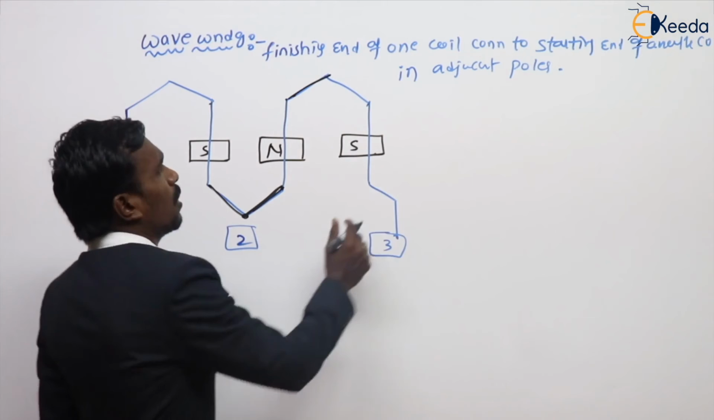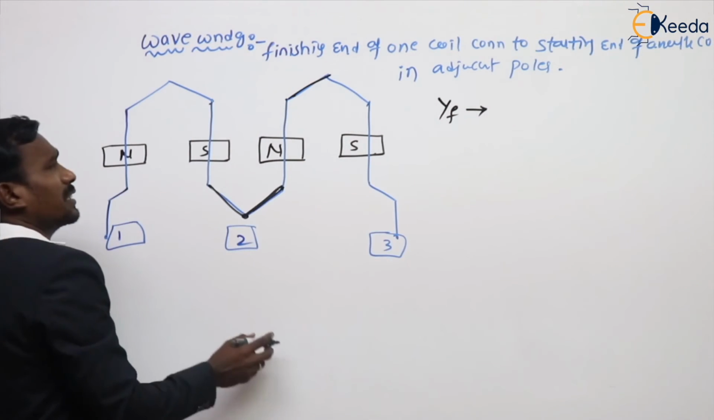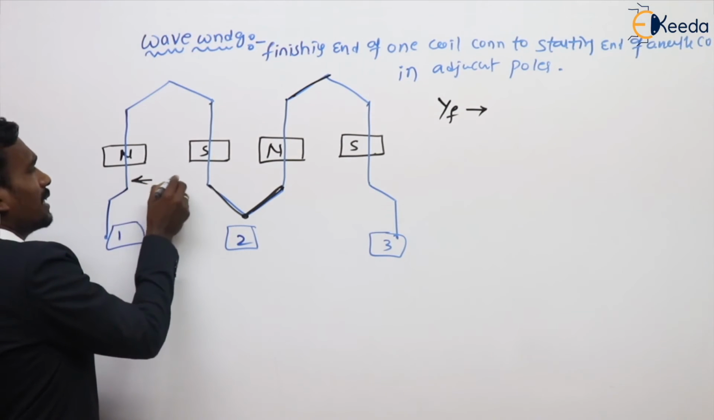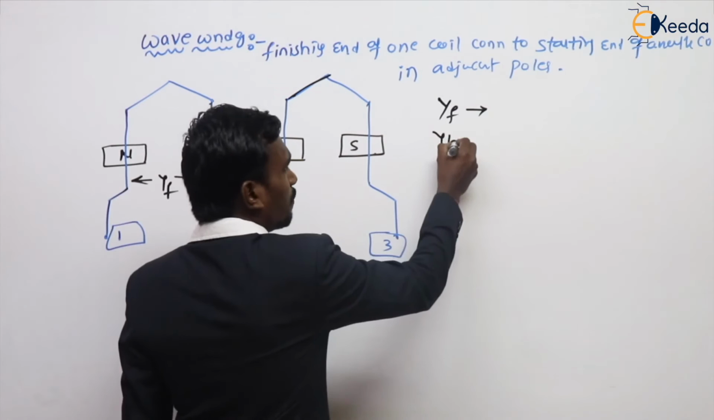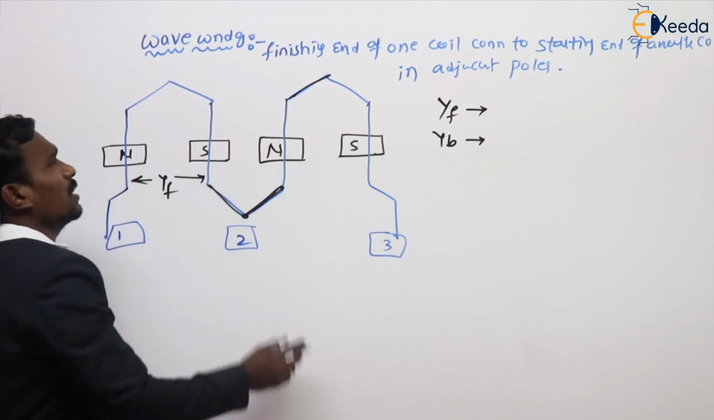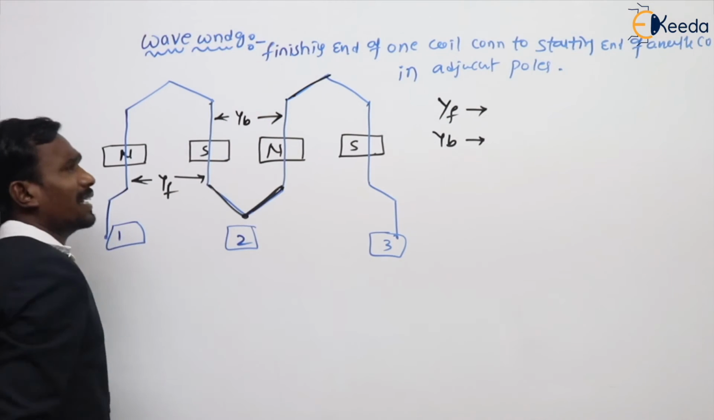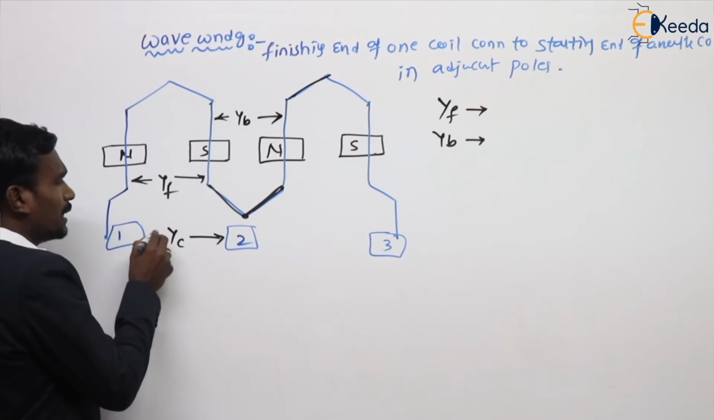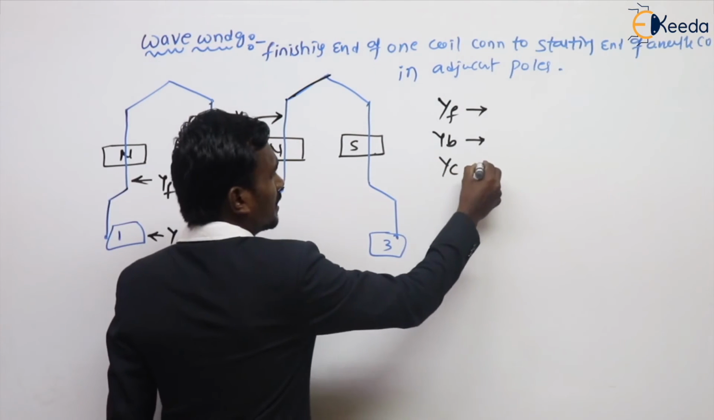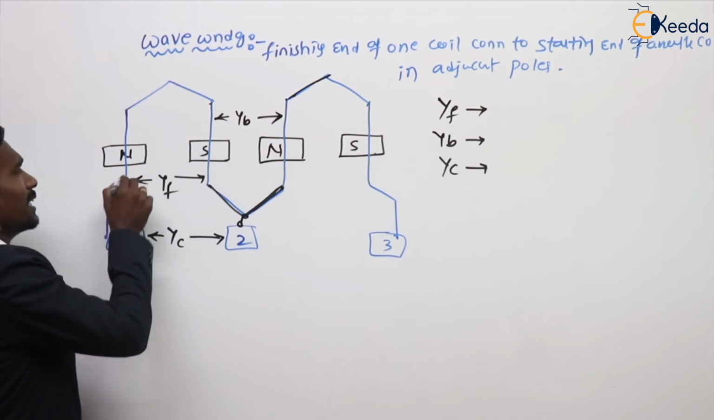In this case, what is the front pitch? The front pitch is the distance between the two coil sides of a coil at the front end. And what is the back pitch? The distance between the two coil sides of a coil at the back end. And what is the commutator pitch? The commutator pitch is the distance between the two commutator segments to which the two coil sides of one coil are connected.